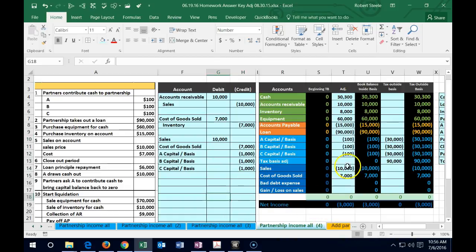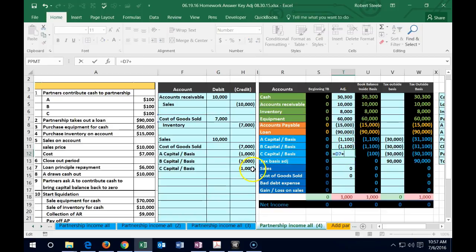We're going to go to sales. I'm going to double click on sales plus the 10 and brings it to 0 because we're closing out the temporary account at the end of the period. And then here's the 7,000 plus the 10. We closed out the cost of goods sold. We're going to take that to the capital account. So double click the capital plus the 1,000. Capital goes up to 1,100. Double click the capital plus the 1,000. Capital goes up 1,100. Double click the capital. Capital goes up by the 1,100. So that's the first year of operation.